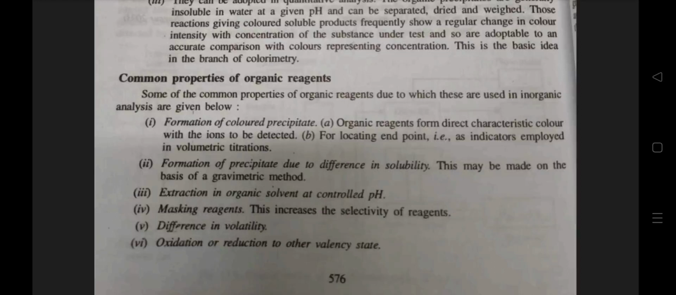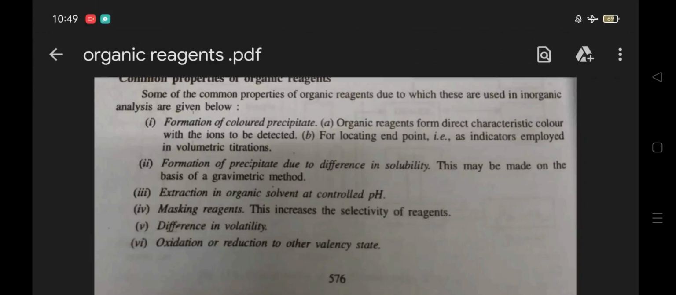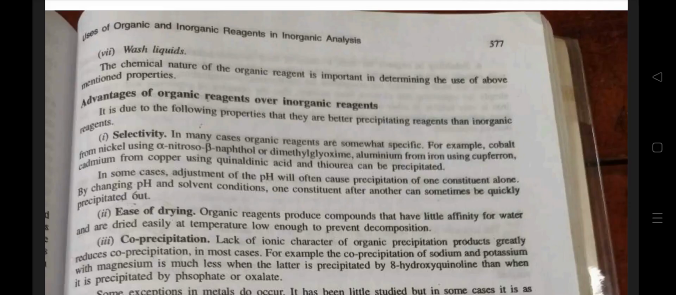Formation of precipitate due to difference in solubility. This may be made on the basis of a gravimetric method. Extraction in between solvent at controlled pH. Masking reagents. This increases the selectivity of reagents. Difference in volatility, oxidation or reduction or to other valency state. Uses of organic and inorganic reagents in organic analysis. Wash liquids. The chemical nature of the organic reagent is important in determining the use of above mentioned properties.